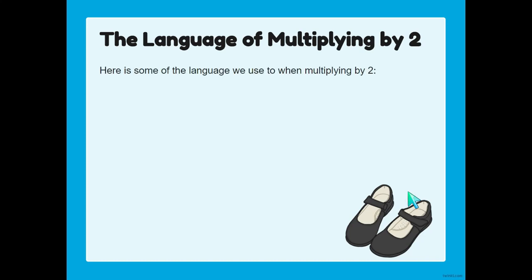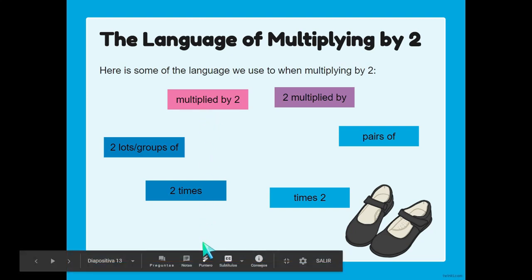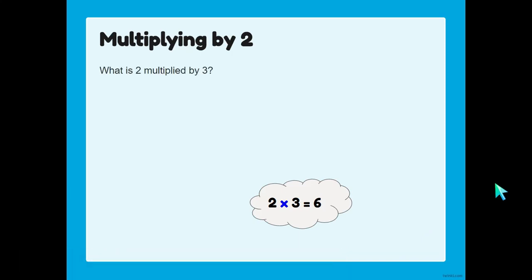Here we have some expressions that we will use when multiplying by 2. You can say multiply by 2 or 2 multiplied by. We can talk about pairs of, lots or groups of. Times is also a synonym for the word multiply, or times 2. So here we have more examples, but instead of adding up, we are going to use the proper vocabulary.